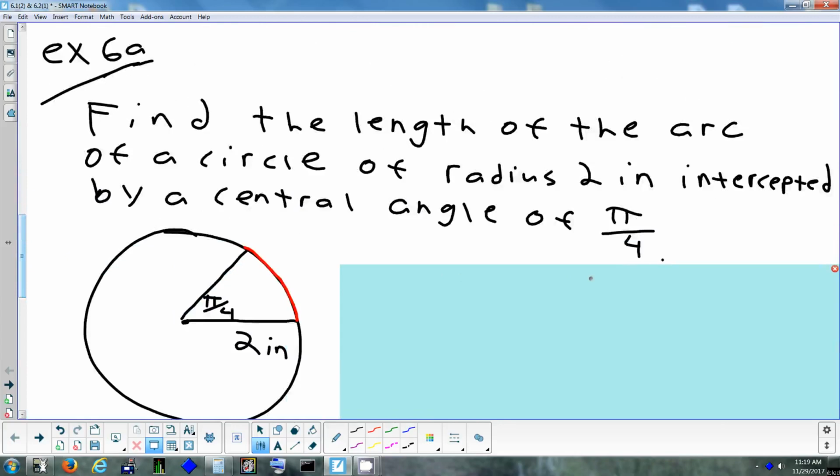That arc is part of a circle. And the radius of the circle is 2 inches. And the angle in the circle is pi over 4. So find the length of the arc in red. It doesn't say if we should round it off or leave the answer with pi in it. So I'll show you how to do both.